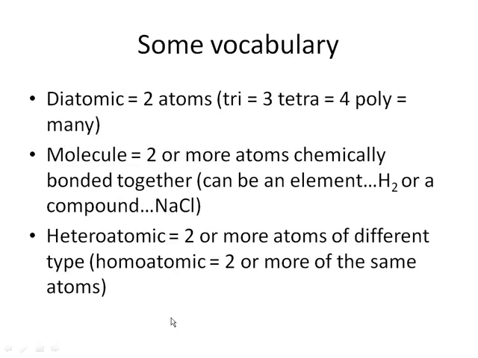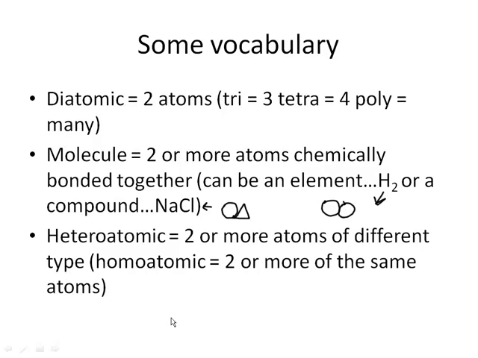So this is one where it's just basically vocabulary and just familiarizing yourself with some of the terms. So diatomic means you have 2 atoms. If I had triatomic, it would mean 3. Tetra would be 4. Poly is just a generic term for many. A molecule is going to be 2 or more atoms chemically bonded together. It could be an element like H2. So for instance, with H2, what I might see is 2 circles bound together. Or a compound like sodium chloride, where I had my example earlier of my circle and my triangle chemically bound together to make a molecule.